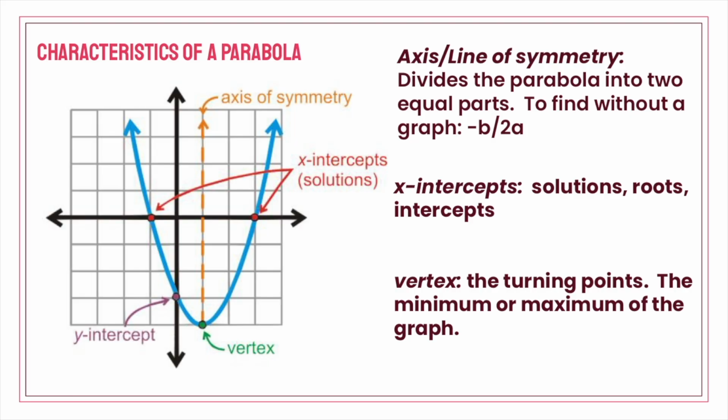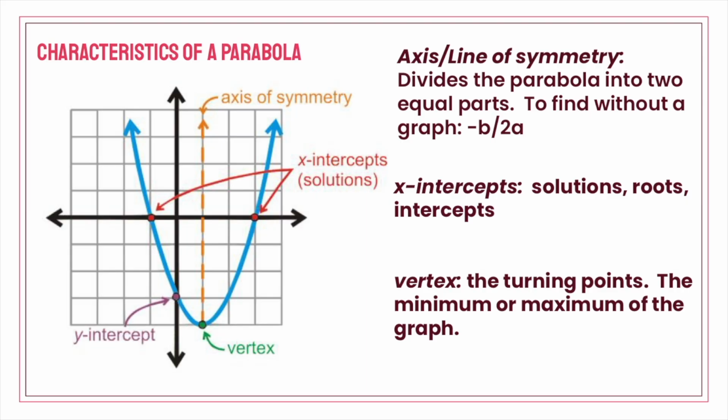So we've got the axis or line of symmetry that divides the parabola into two equal parts. To find this without the graph, we would do negative b divided by 2a. Our x-intercepts are also known as solutions or roots or intercepts. So they have all the same name, but they are solutions to our quadratic. The vertex is the turning point. It's the minimum or maximum of the graph.